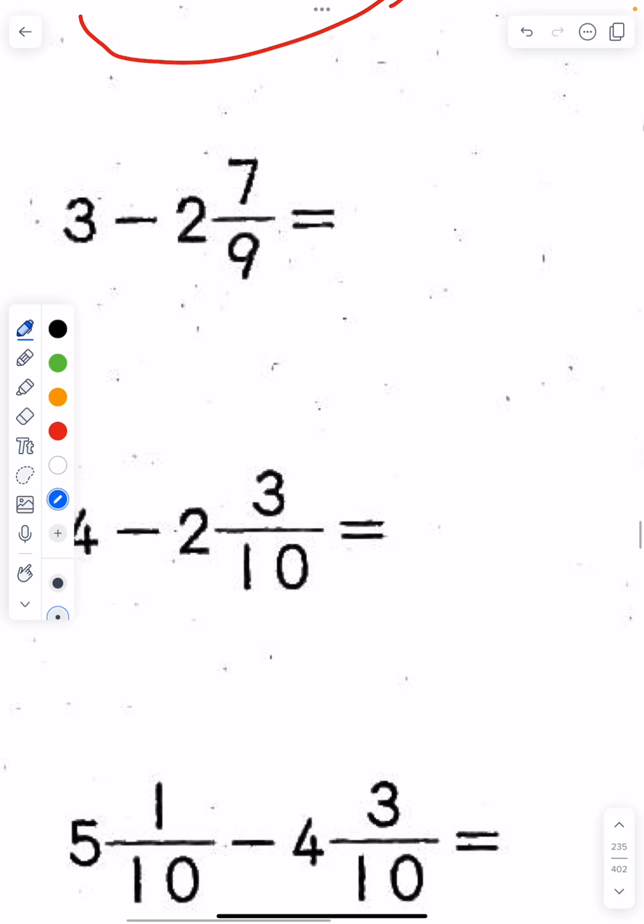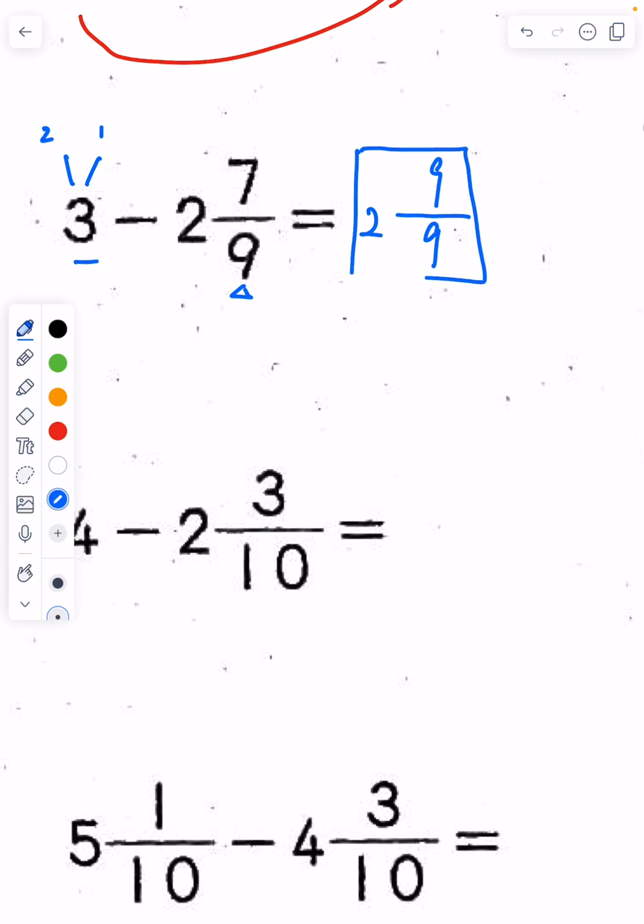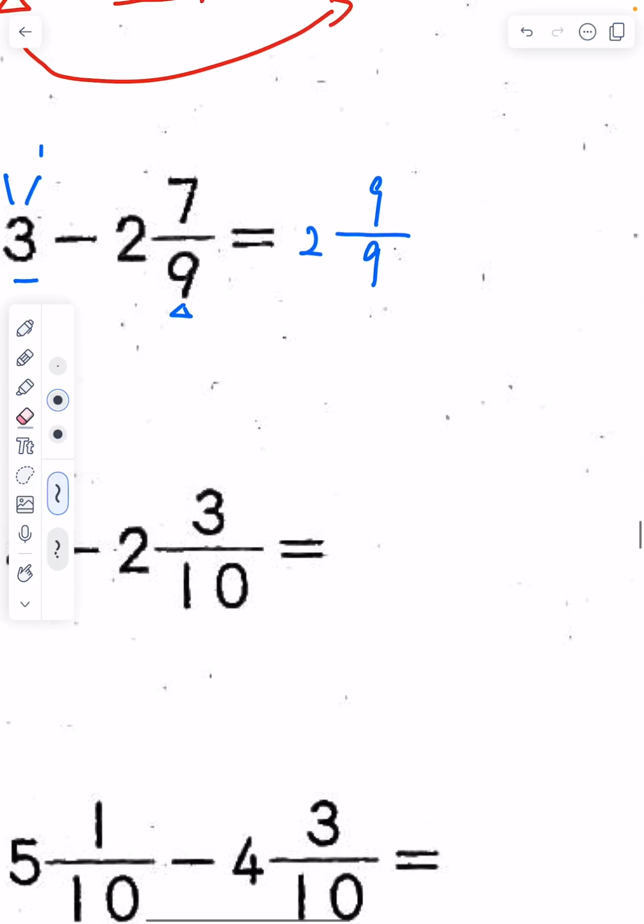With the same knowledge, let's try the second question here. 3 minus 2, 7 over 9. Our first objective is to break this 3 apart into 2 and 1, right? And then we're going to write it down as 2, another fraction. How do we put the denominator? We're going to refer to the second fraction as the denominator, which is 9 and 9. Basically, this 2, 9 over 9 will give you the 3. We're just changing how it looks like, okay? Now, we're going to use 2, 9 over 9, subtracting 2, 7 over 9.